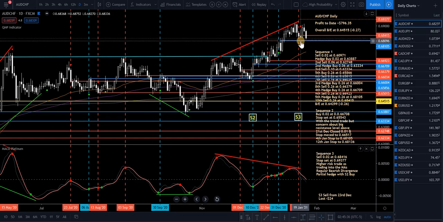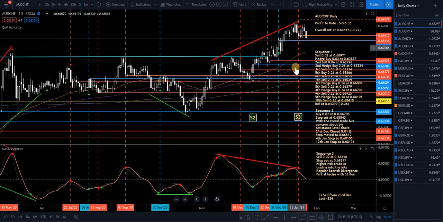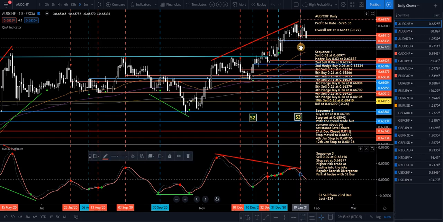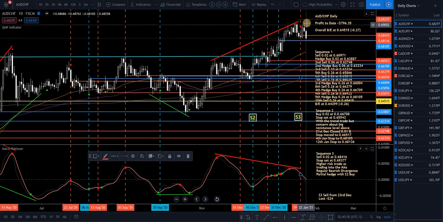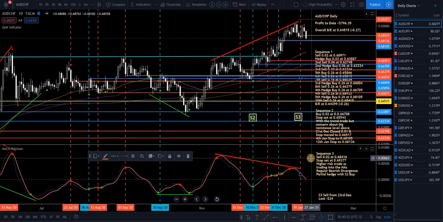The last trade was this sell in here. I don't know why that line's there. It'd be across here. Yeah, something's not right here. Anyway, my last trade was a sell in here, and there's a stop in place there. So that's sequence 3. You can read my notes.